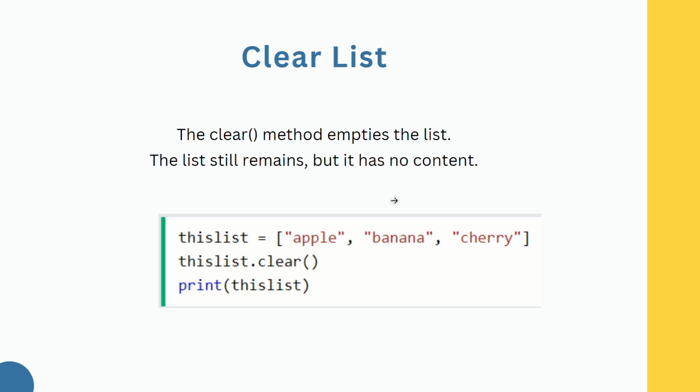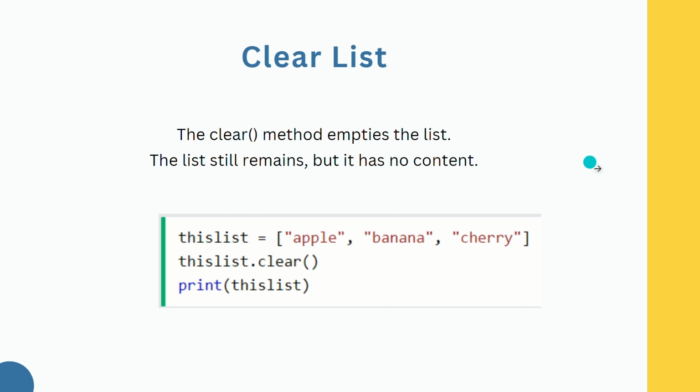Now to clear the list. If you want to clear the list completely, you can use the clear function. Now you have to note that this list will not be deleted, it will only be empty. That means that when you're trying to print the list even after clearing, you will not get an error. You will get a blank output because the list is empty, but the variable will still be there. So the list remains, but it has no content. So that is what clearing of a list is.